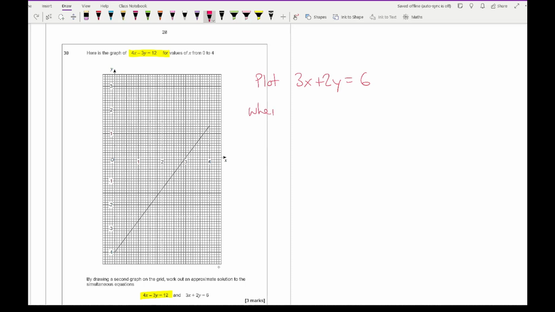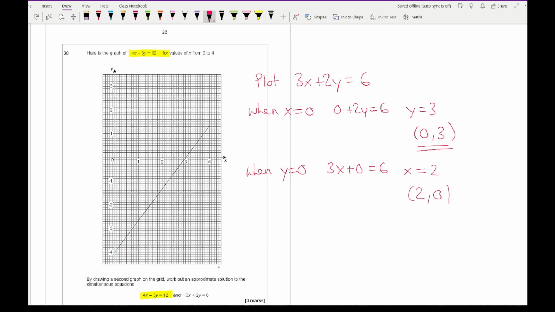So when x equals 0, then this equation is going to be 0 plus 2y equals 6. So that means y must equal 3. So one coordinate is 0, 3. Then when y equals 0, we get 3x plus 0 equals 6. So x equals 2. So another coordinate is 2, 0.